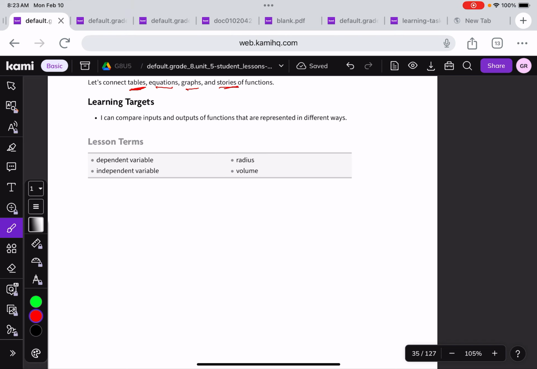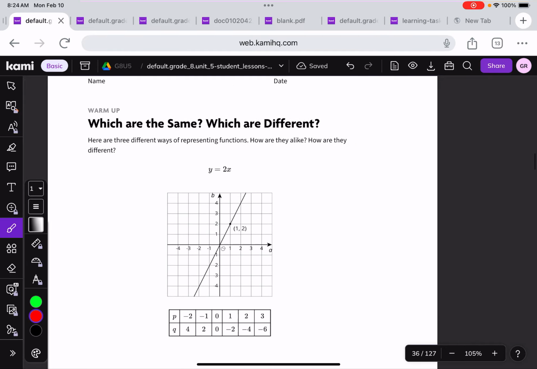So it says I can compare the inputs and outputs of functions that are represented in different ways. In other words, should be able to look at a table of a function and look at a graph and then compare. Doesn't necessarily mean they're going to have the same numbers, or we could say, oh, this person's running faster, or this person's drinking their milkshake slower, or who knows. But so let's look at the warm-up.